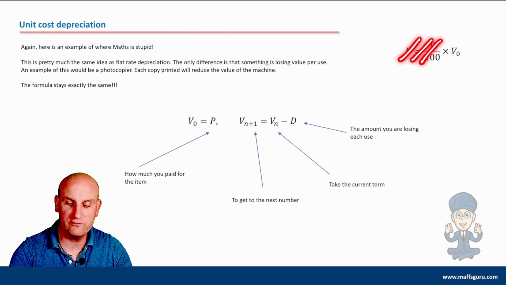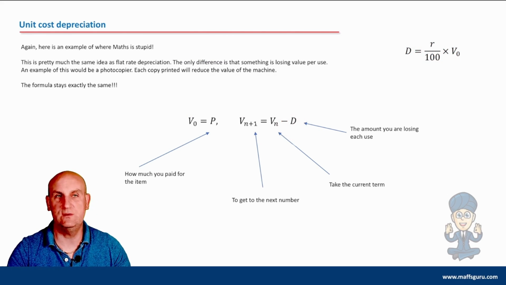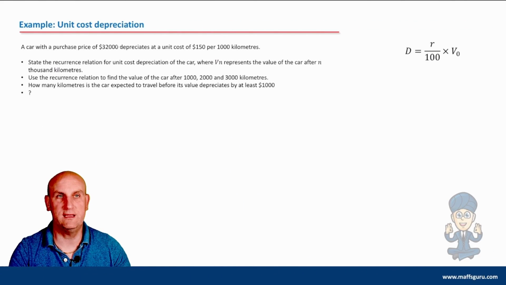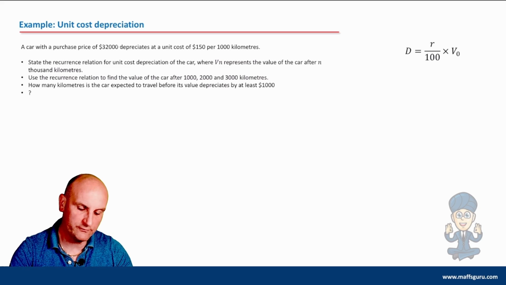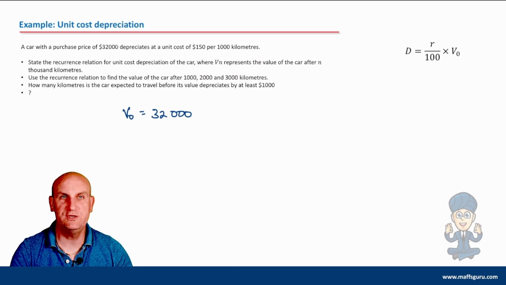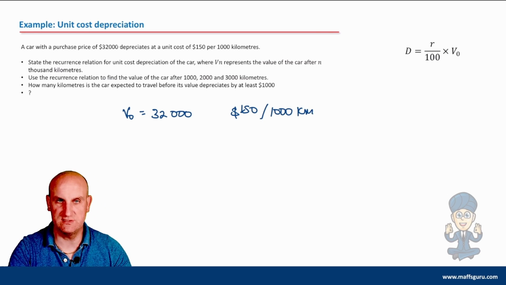Now, for unit cost depreciation, generally speaking, we probably don't need that. I think the value of D will be given to you, but if it isn't, we can probably work it out. So a car with a purchase price of $32,000, so V0 is $32,000, depreciates at a unit cost of $150 per 1,000 kilometers. So for every 1,000 kilometers, it's going to lose $150.